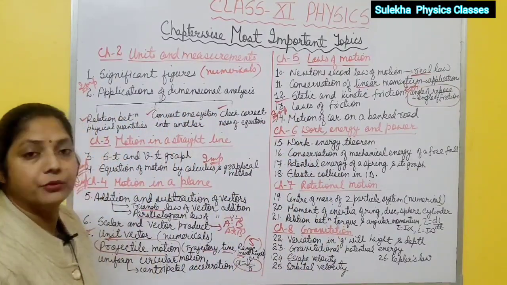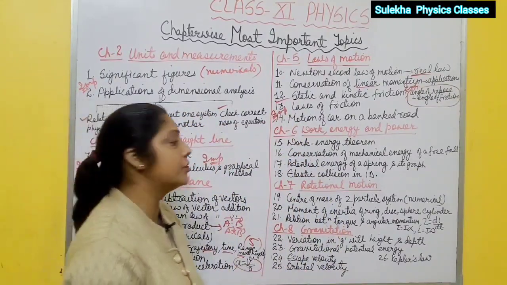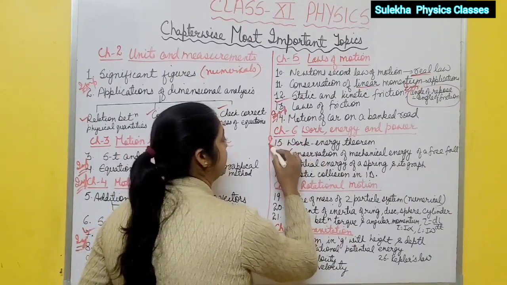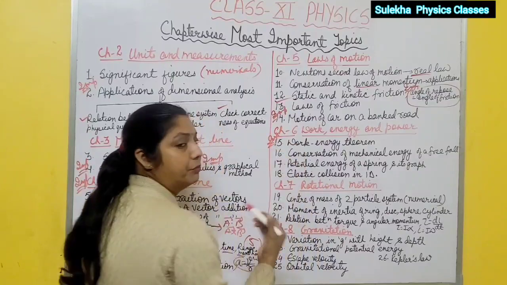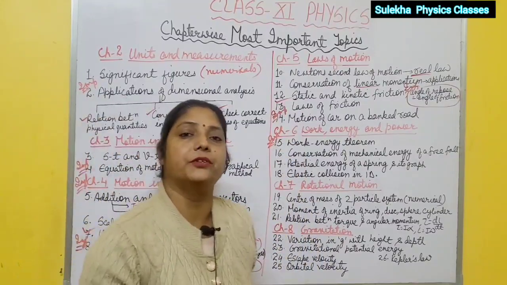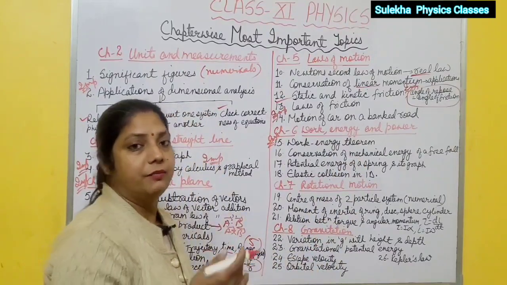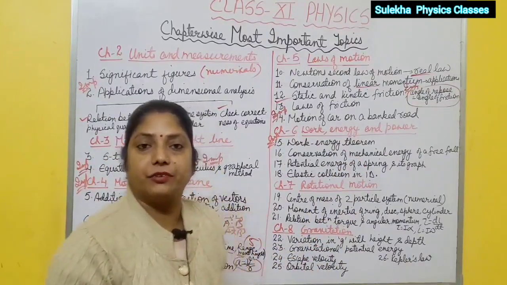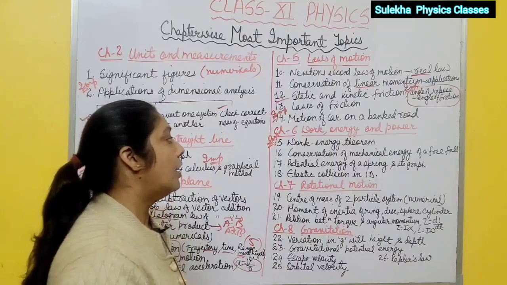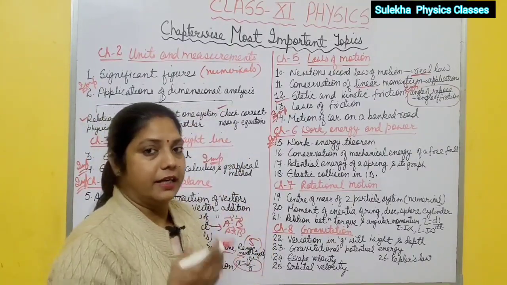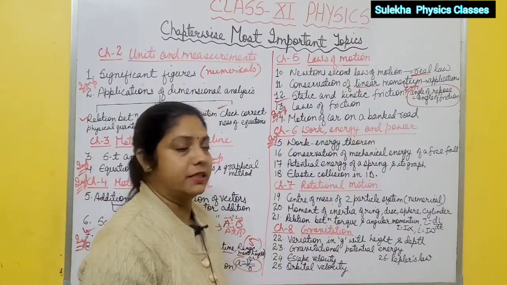After this come to next chapter number 6, that is work, energy and power. In this one first important topic is work energy theorem. This topic is also very important. You have to prove how work is converted into change in kinetic energy. Then conservation of mechanical energy for a free fall body. When a body falls under the action of gravity, that body is called free fall body. So how total energy is conserved during its motion. At every point you have to prove that total energy is conserved for a free fall body.